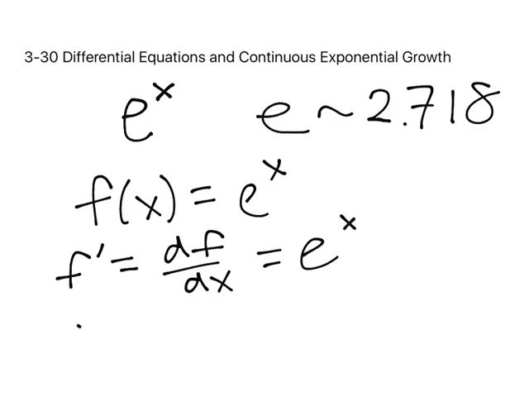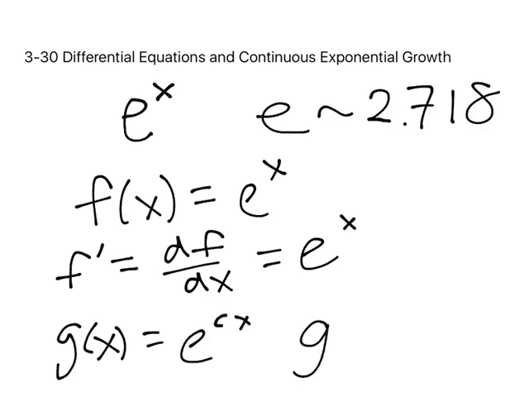So that also means that if our function is e to the cx, then our derivative is our constant times the function itself. This will be important later. Okay, differential equations. Differential equations can be used to describe the rate at which the rate of change changes.